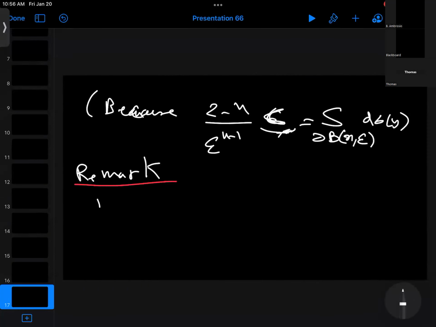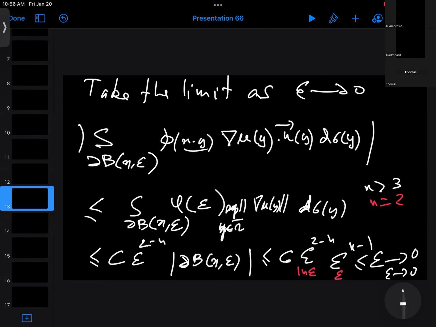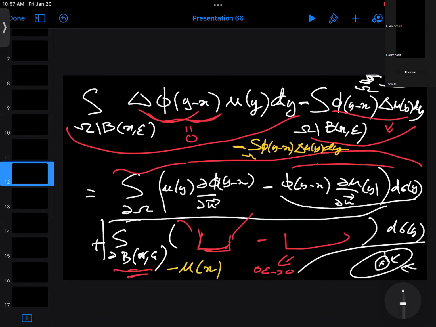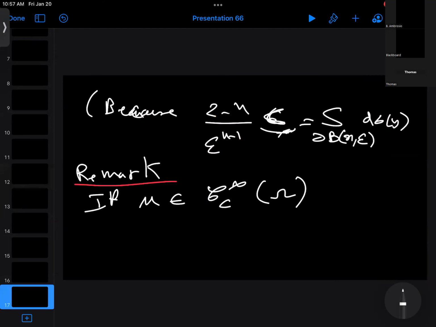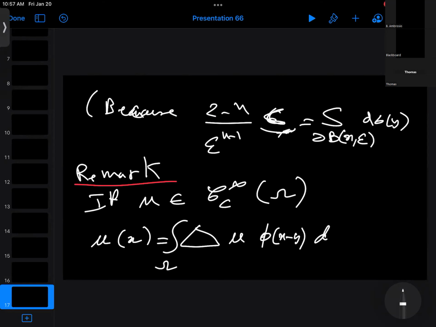So what do I obtain if u is C infinity with compact support in omega? So the boundary vanishes. In the theorem, if u has a compact support included in omega, those terms vanish. So what do I obtain? We obtain that u of x equals the integral over omega of the Laplacian of u times phi(x minus y) dy.